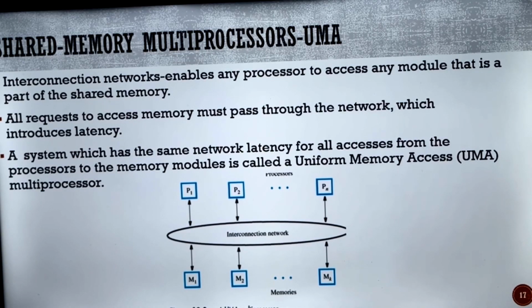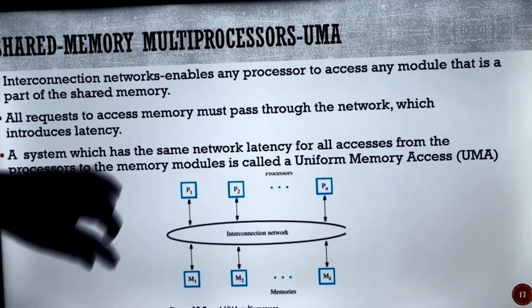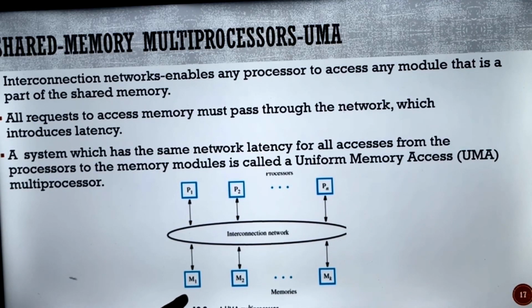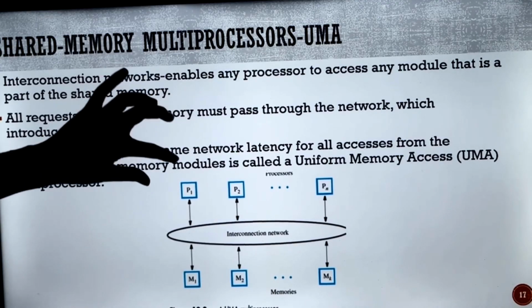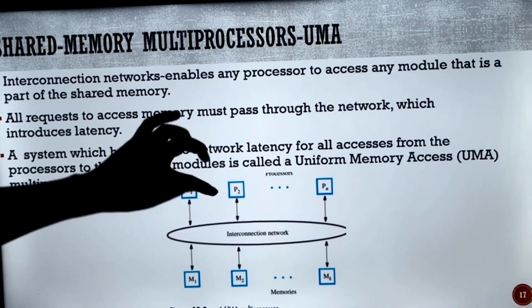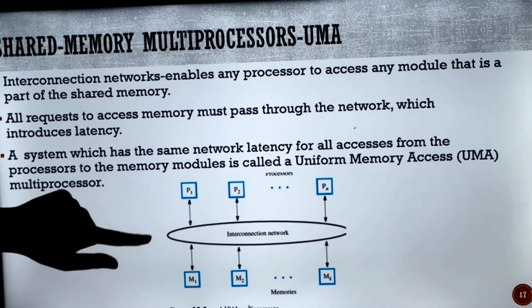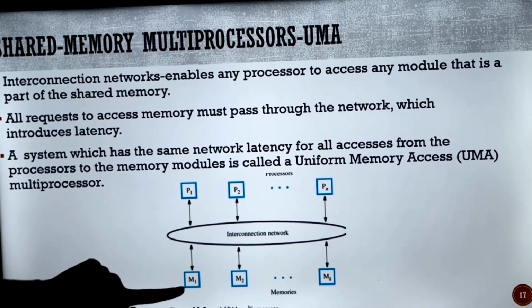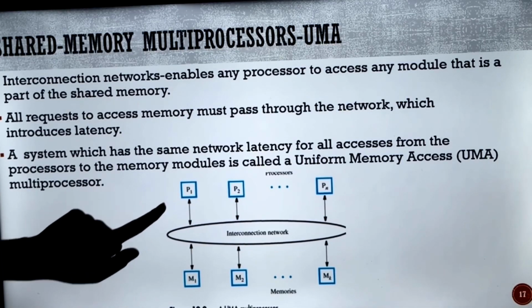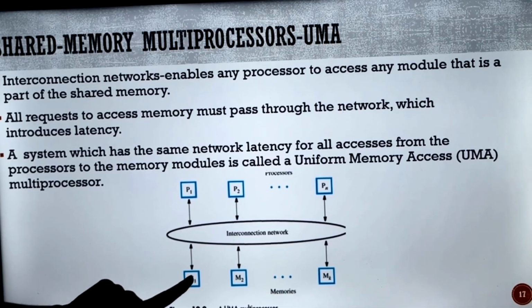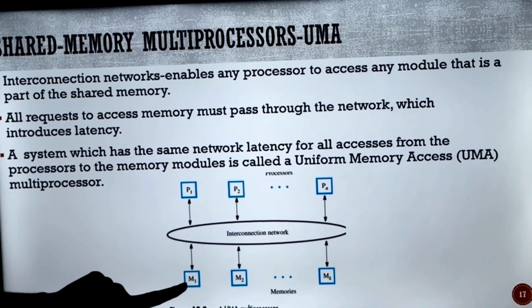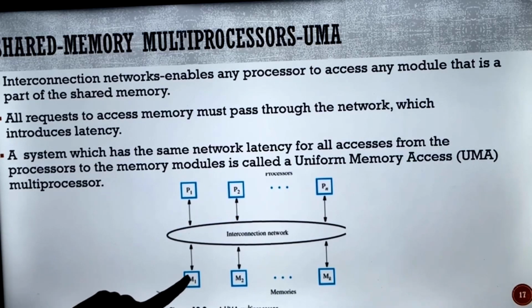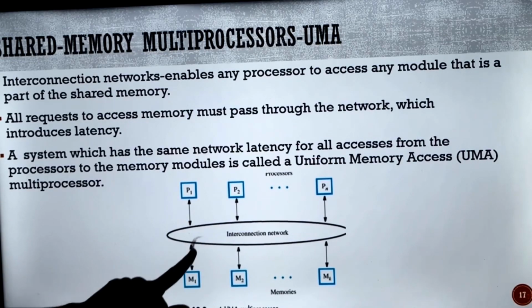Now why is it called uniform memory access? First of all, I have multiple processors, P1 to Pn, and I have multiple memory slots also, M1 to MK. In between I have an interconnection network to get the data. If you see the diagram, it seems that P1 is closer to M1, meaning if P1 wants to access something from M1, it will get it easily. And if Pn wants to access M1, it seems very far, so it may take some time to get this data from M1.